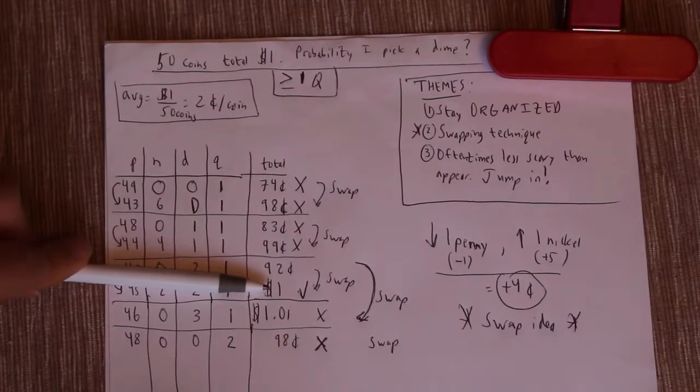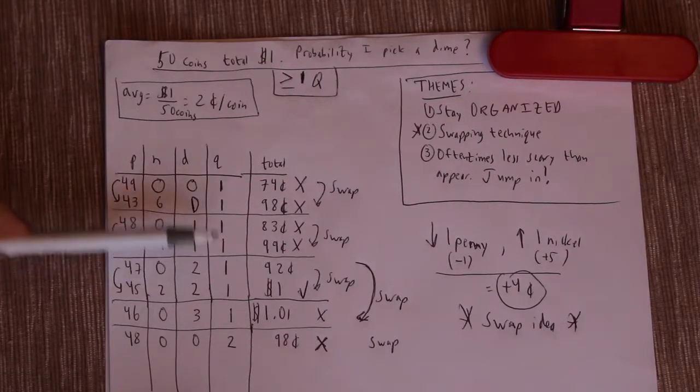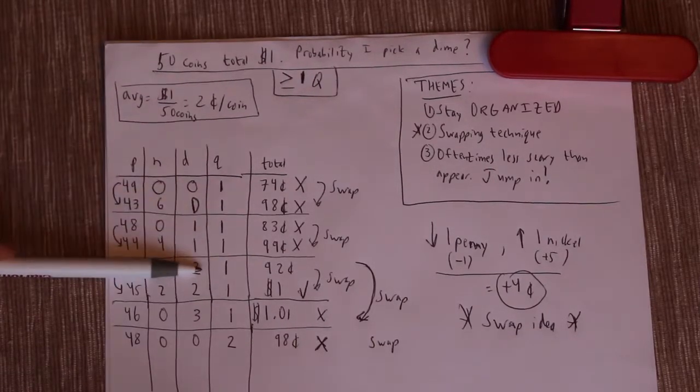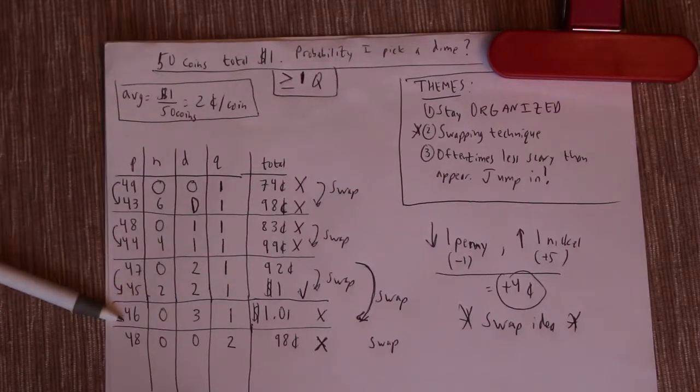Now, we're not done because maybe there are other ways of doing it. So let's keep going. We tried 1, 0, 1, 1, 1, 2. Let's go to 1, 3. So 1, 3, 0, and then everything else is 46.